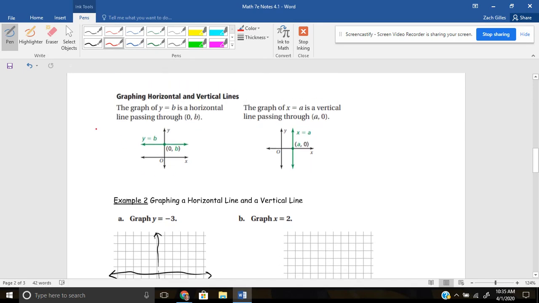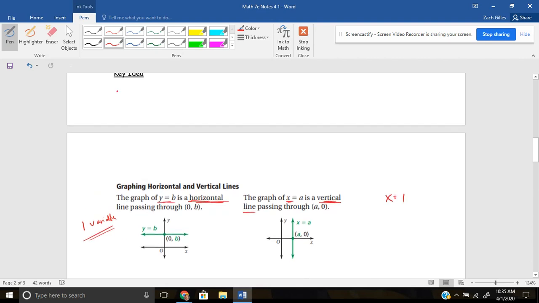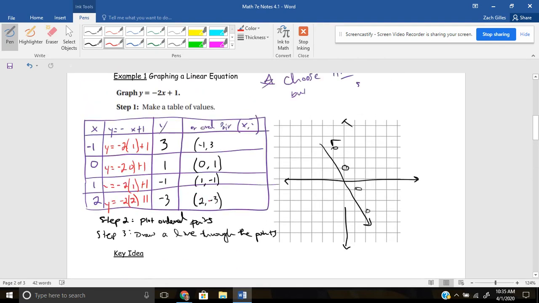Anytime you have a case where it says y equals, that's going to be a horizontal line. And anytime you have an equation that says x equals a number, that's just going to be a vertical line. Notice that these equations just have one variable. So it's like x equals a number, like 1. There is no y here. And the same for this case, there's no x. It just has one variable. So that's why it's not like this example here. There's not two variables.